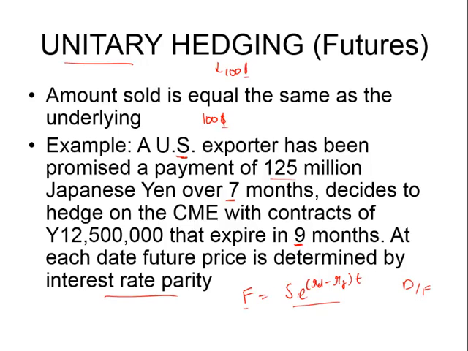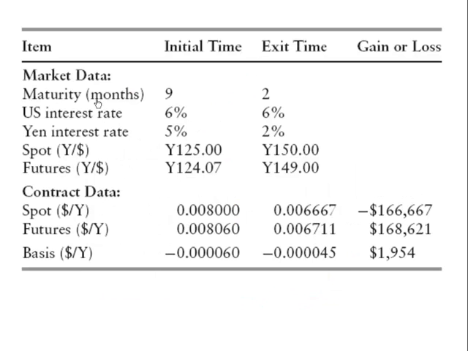So let's see how this hedge is executed and what actually transpires. At the beginning, we had a 9-month contract. The US interest rate was 6%, the yen interest rate was 5%, the spot yen to dollar rate was 125 yen per dollar. Please note, the domestic currency now is yen. If we have to make it in the direct quote of a US, then we'd have to do dollar upon yen, that is 1 upon 125.